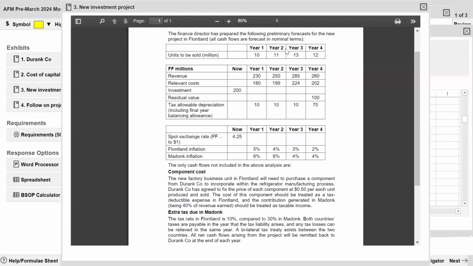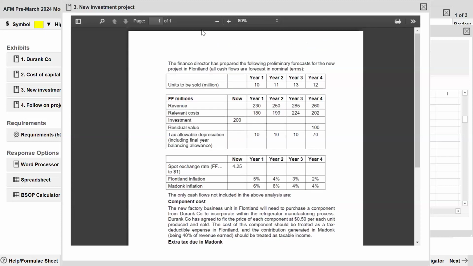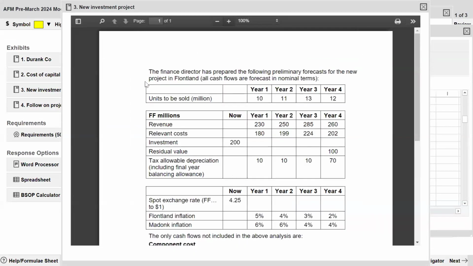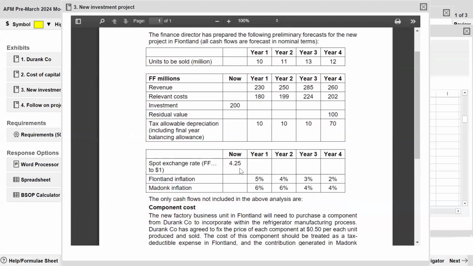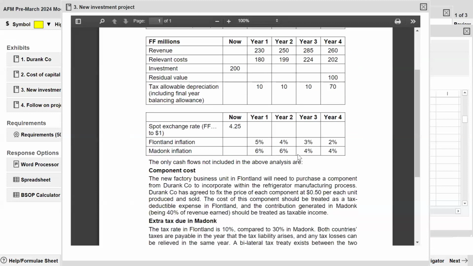Okay, now it says the finance director has prepared the following preliminary forecast for the new project in Frontline. All cash flows are forecast in nominal terms. Nominal terms means inflation adjusted. Year 1, 2, 3, and 4 units to be sold is this many millions. The revenue in FF millions is this. The relevant cost is this. Investment is this. Residual value is this. Tax allowable dividend is this. The exchange rate now, then the inflations of the multiple years is given.